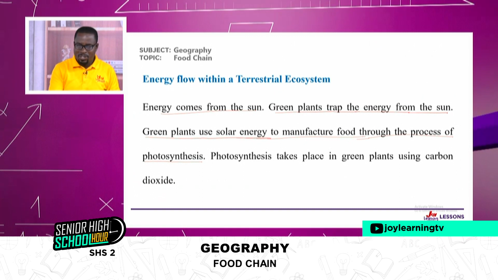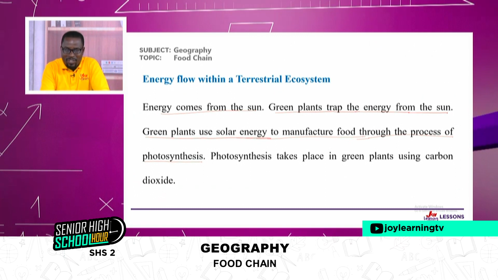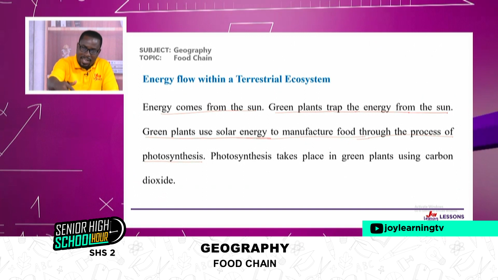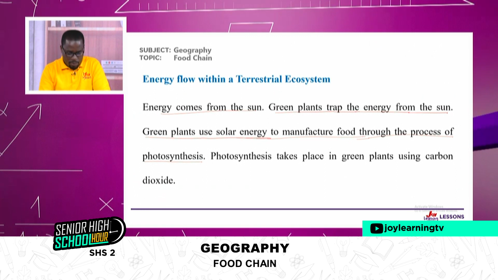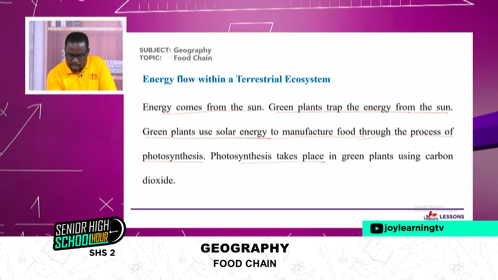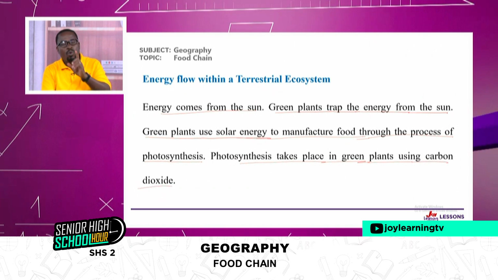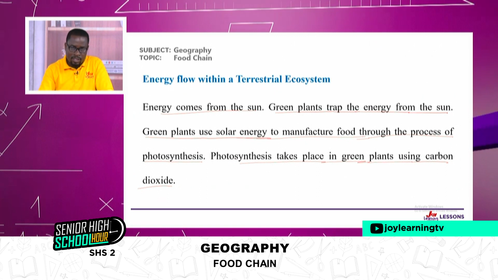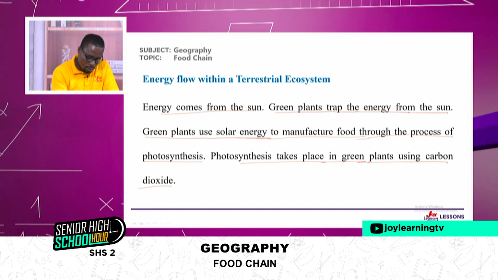So what then is photosynthesis? Have you seen that even your sister and your brother at say KG2 are defining photosynthesis? It is popular and it is common. You just meet two or three students, or people I must say, and they will be able to define it for you. So photosynthesis takes place in green plants using carbon dioxide, the process by which the plants manufacture their own food with the help of the light, or say solar energy from the sun. Good.